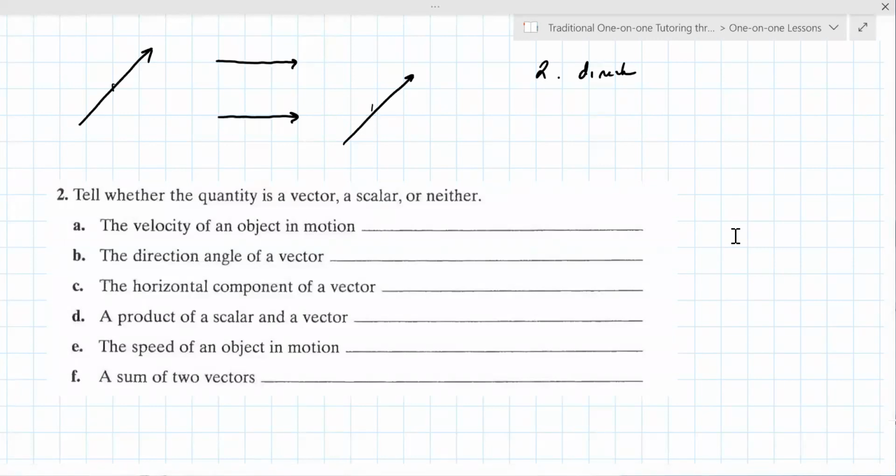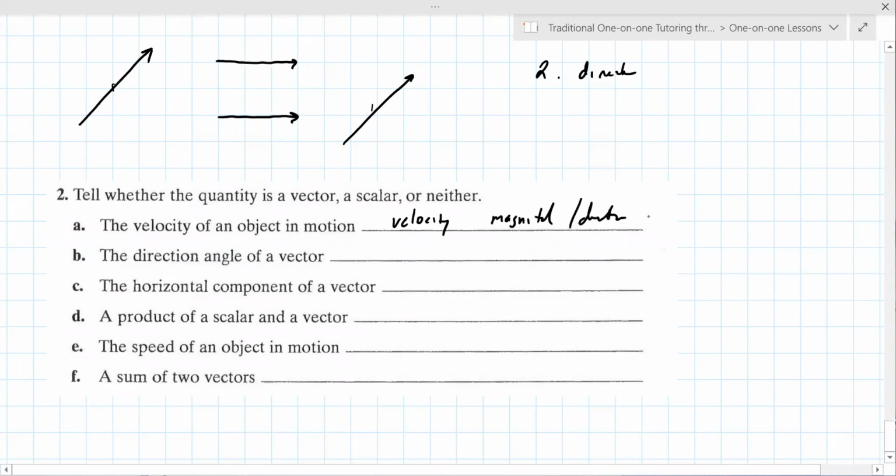Okay, so the velocity of an object: velocity has both magnitude and direction. So that's a check.